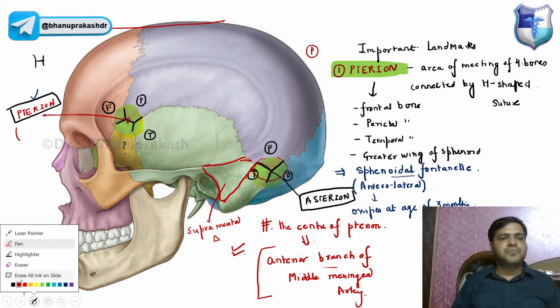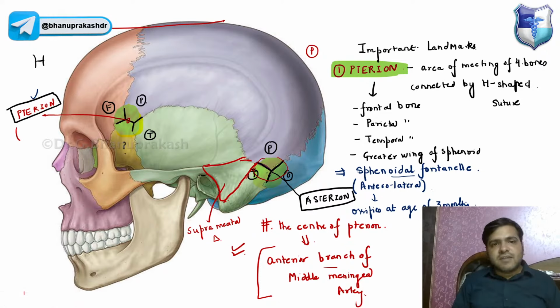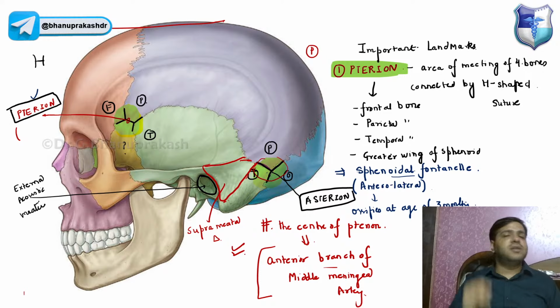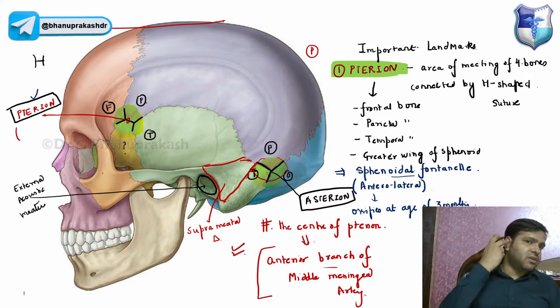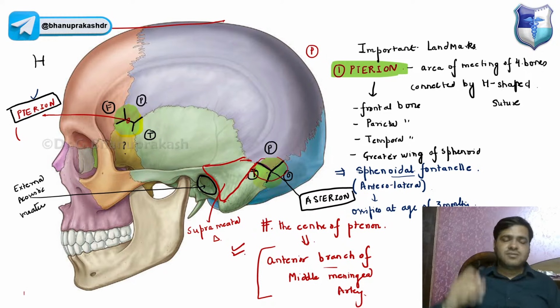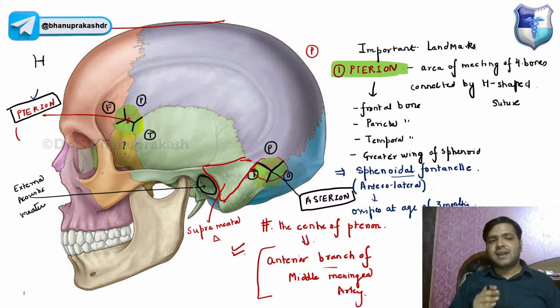What is the suprameatal triangle, guys? You already know that this part is the external acoustic meatus. Meatus means opening. External auditory canal opening. Just behind this, guys, you can see this triangle, and that is called the suprameatal triangle.